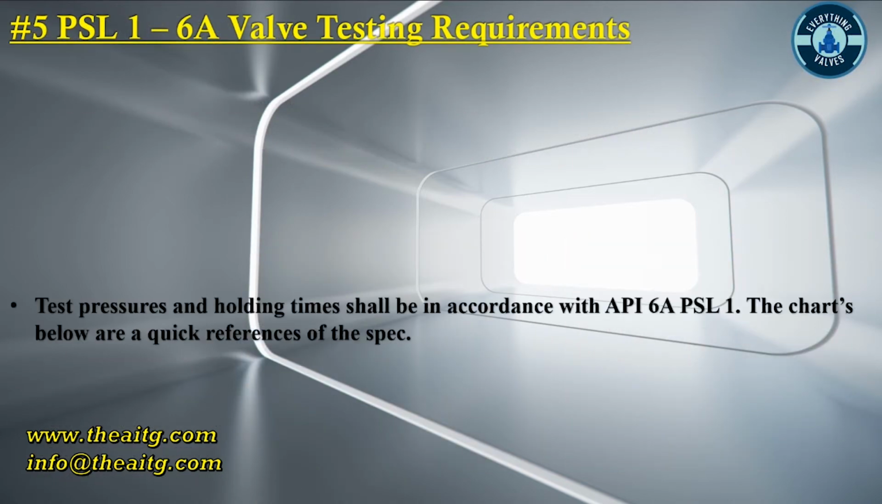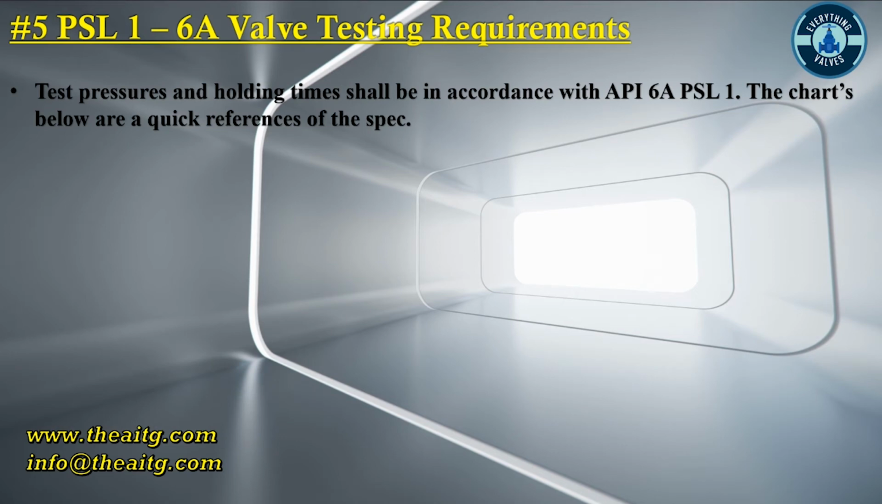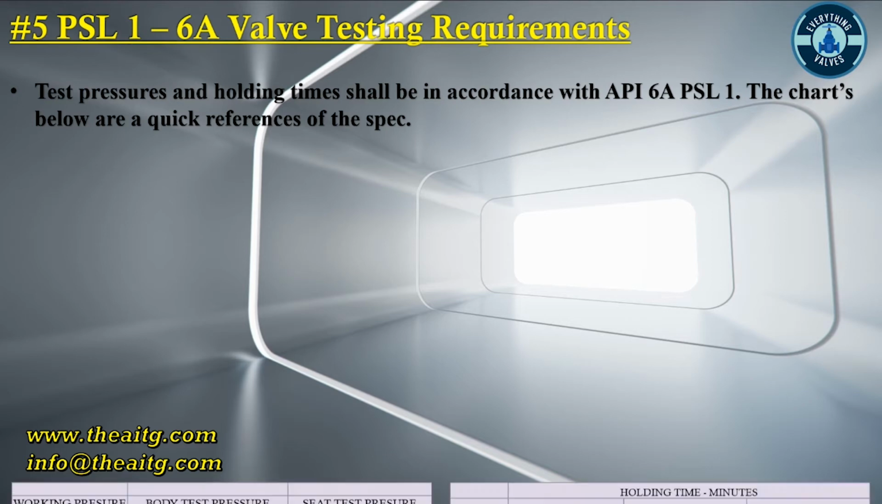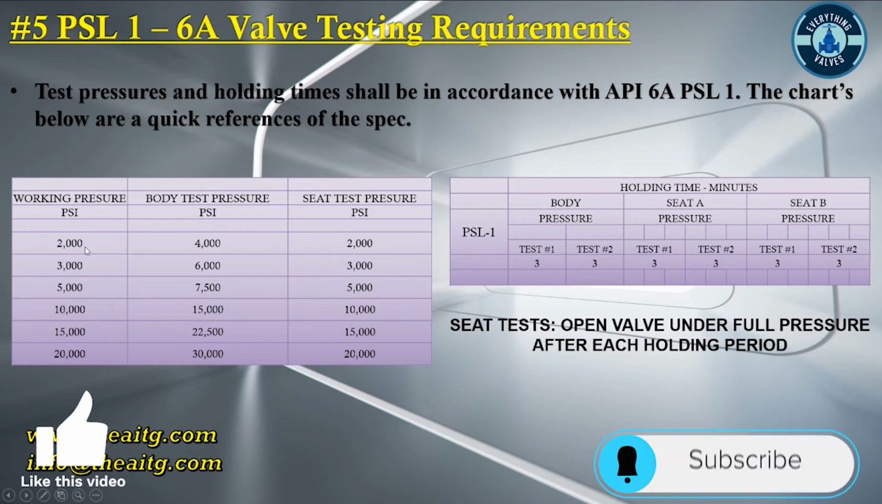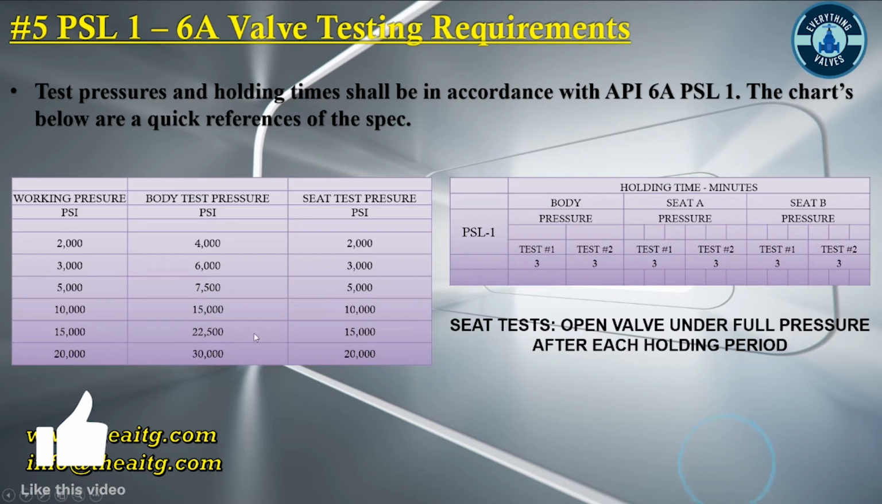PSL1 valve testing requirements. Test pressures and holding time shall be in accordance with API 6A PSL1. The charts below are a quick reference of the spec. In this chart, you can see the different working pressures, and here are the body test pressures for each working pressure. So for example, if you had a 2 1/16 5K gate valve, the body test will have a 7,500 PSI pressure test performed, and the seat test will have a 5,000 PSI test performed.